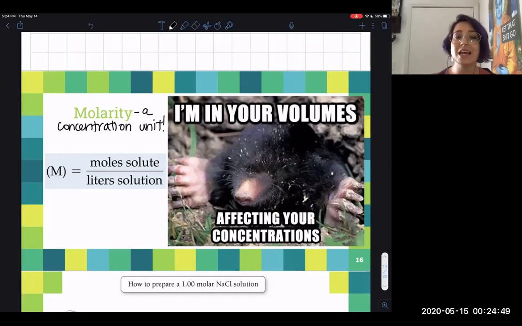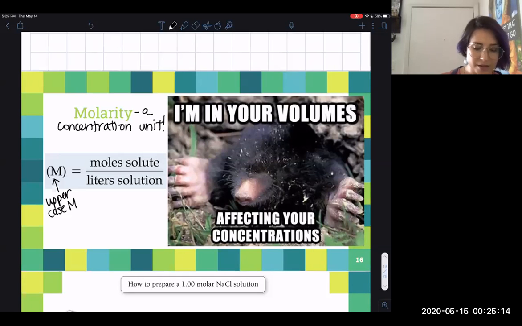So molarity is a concentration unit. Mass percent is another way to measure concentration. There are many ways to measure concentration. We're going to focus on mass percent and molarity, and that's it. There's something else called molality, which is little m. So make sure that you are using uppercase M here, because little m is something different.